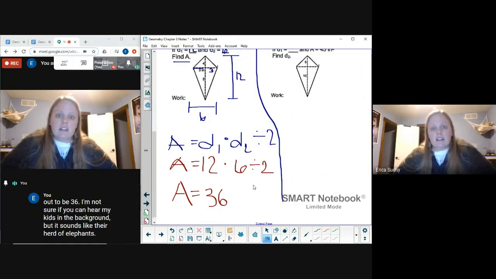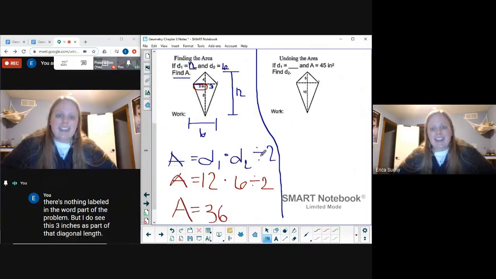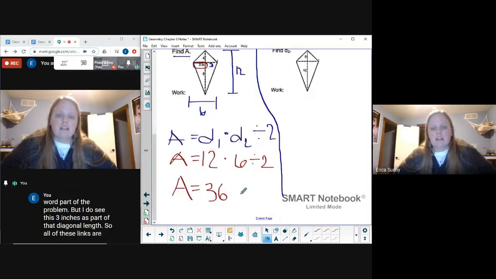All right, now if I look at the units up here, there's nothing labeled in the word part of the problem, but I do see this 3 inches as part of that diagonal length. So all of these lengths are inches, but because area is 2-dimensional, this would be inches squared. So our final answer here is 36 inches squared.